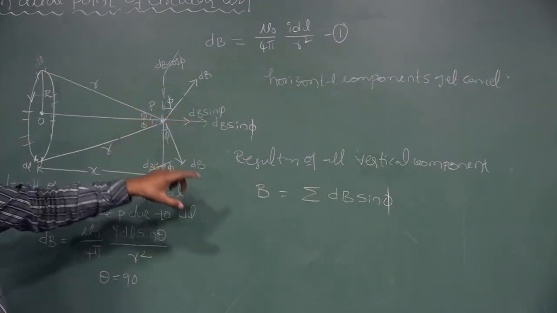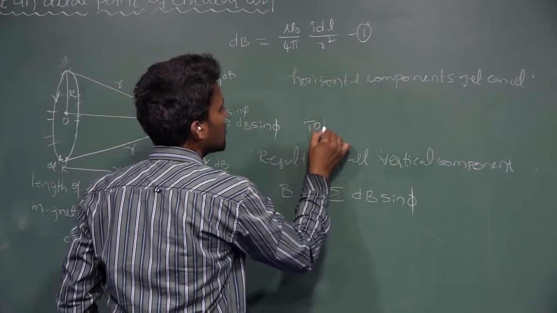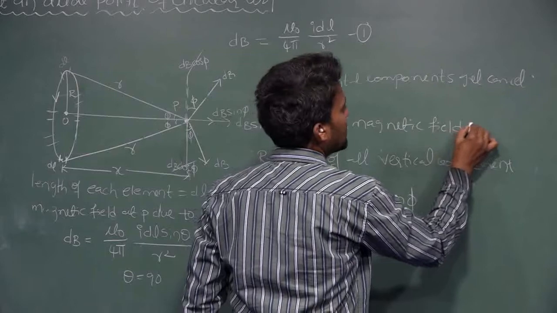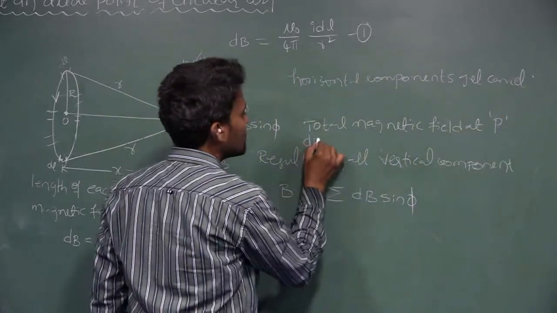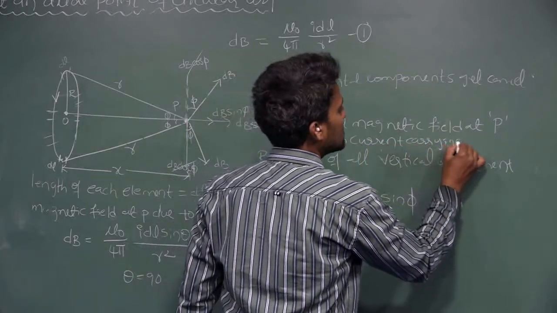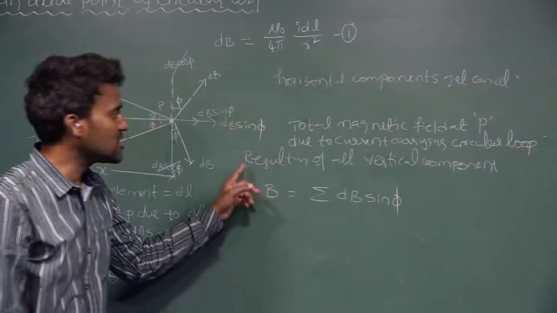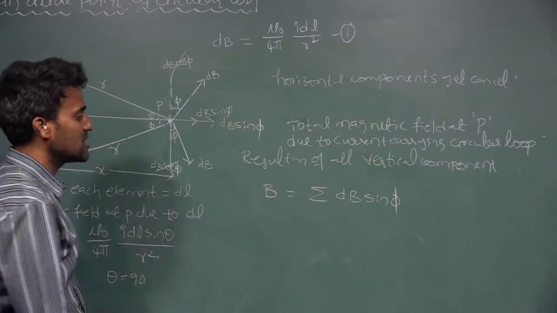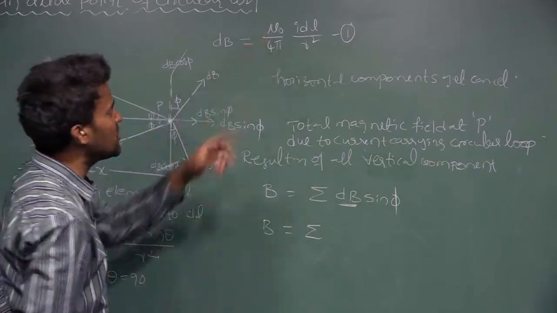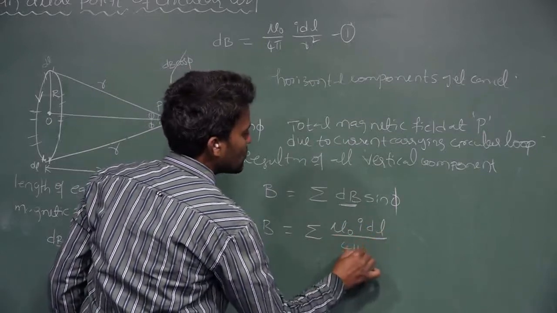So the total resultant B is nothing but the total magnetic field at P due to the current carrying circular loop. That is nothing but the total resultant of the components. B is equal to the summation. Here, what is the dB value? dB is equal to, as you know very well, mu naught I dl divided by 4 pi r square.